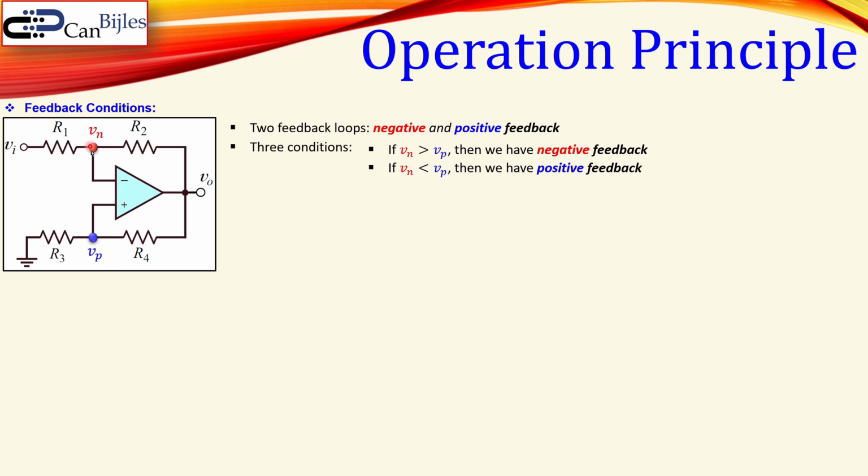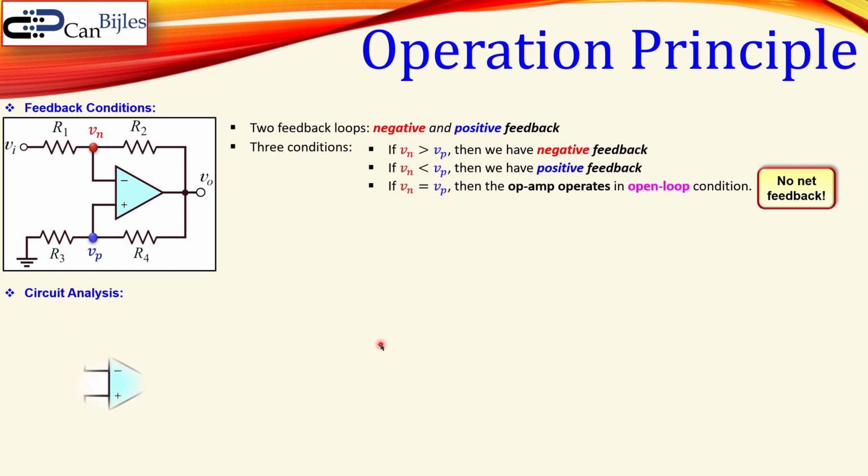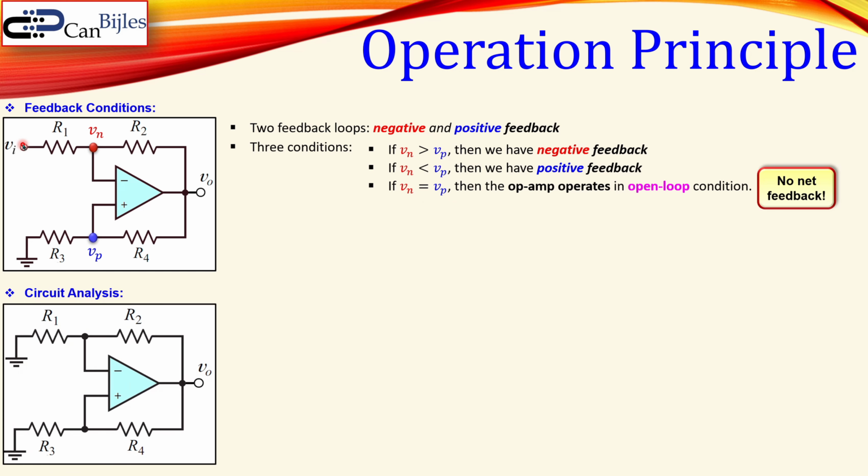But what happens if these two are equal to each other? That op-amp is actually operating in an open loop, so that means it will then rail to its maximum and minimum power supply situation. We will see how that works out in the simulation, and that means we don't have any net feedback for this third condition. Let's see the circuit analysis in more detail, and we just short this input here because that input can be also placed there.